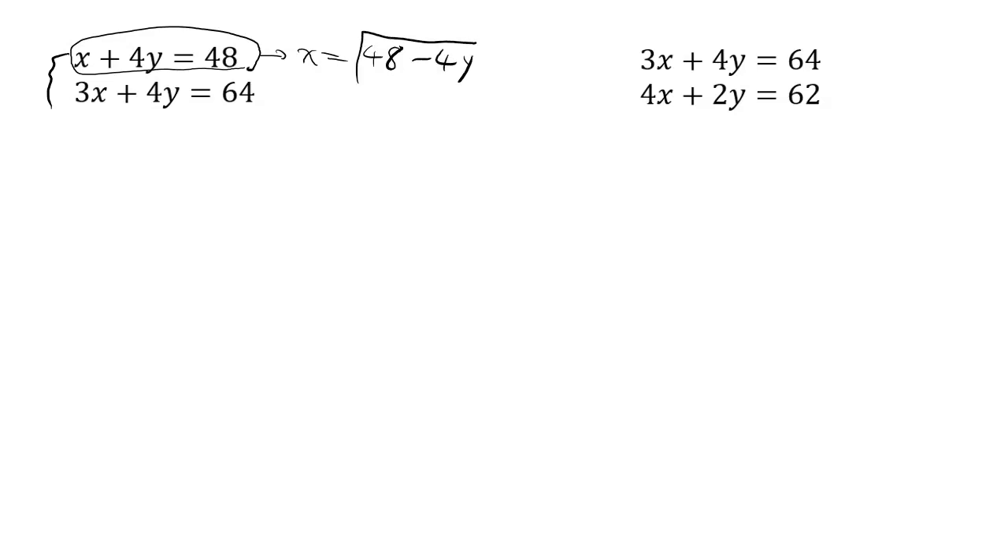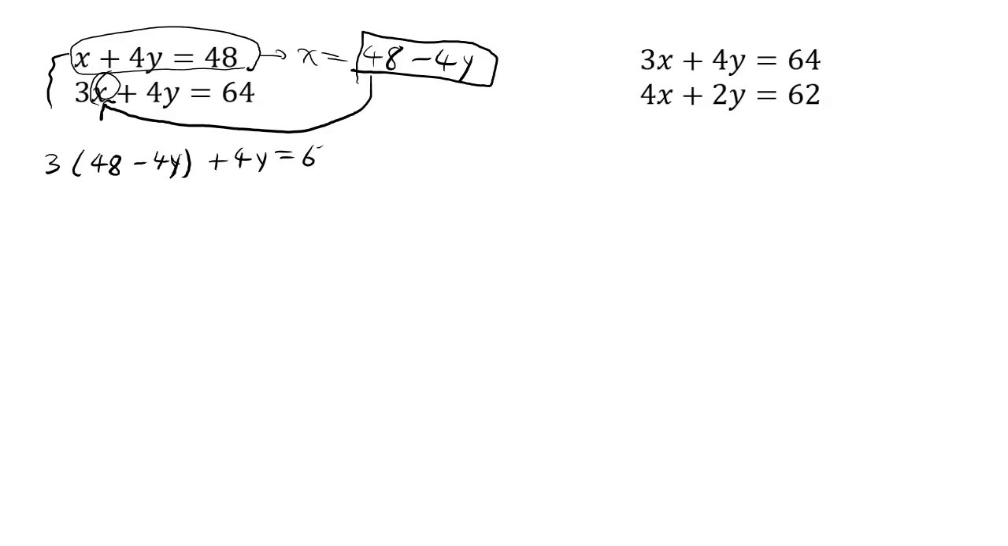And then you replace or substitute this into the x in the second one. Since x is the same as 48 minus 4y, you can replace this x by 48 minus 4y. Now, the common mistake that people make is forgetting to put parentheses, but whenever you substitute, always remember to put those parentheses. Forgetting them will cost you big.